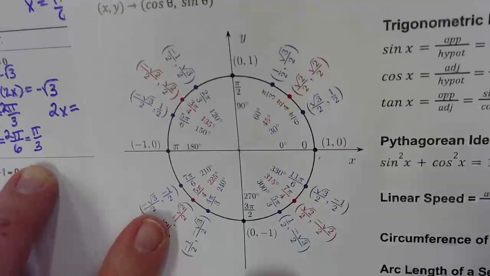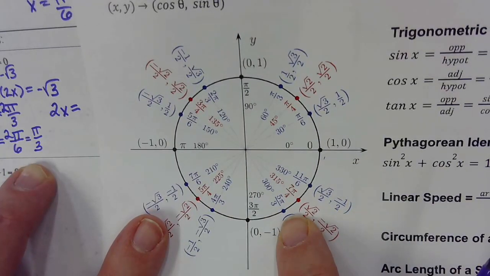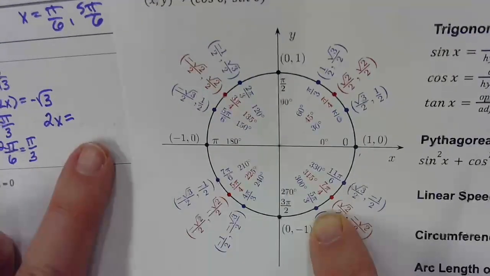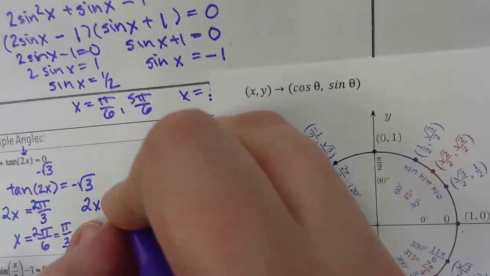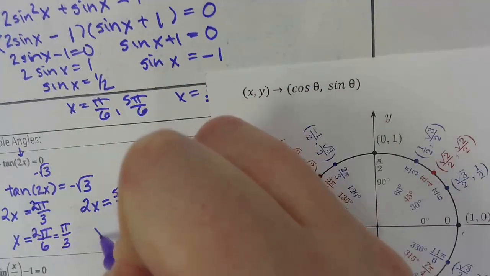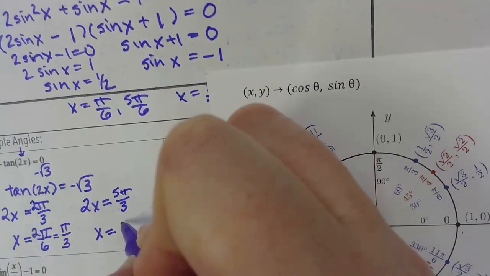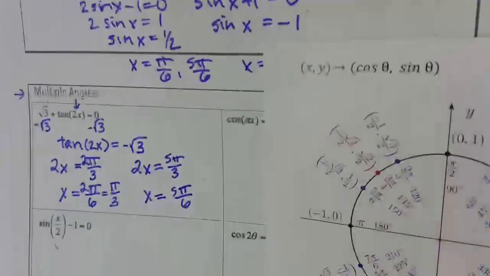Your other solution that would be negative is down in quadrant 4 at 5 pi over 3. So now instead of just x being 5 pi over 3, it's 2x equals 5 pi over 3. And again, I just multiply by 1/2 to get the x by itself. So it would be 5 pi over 6.